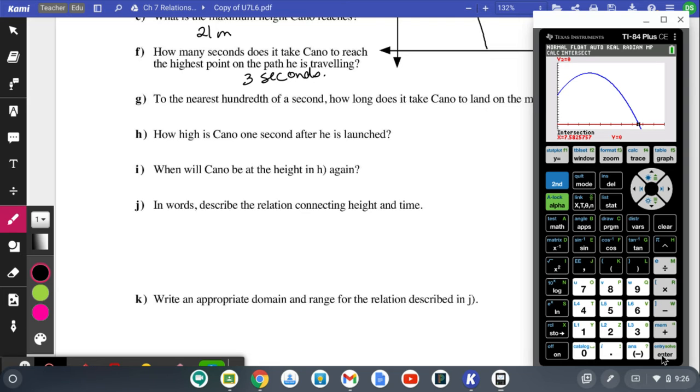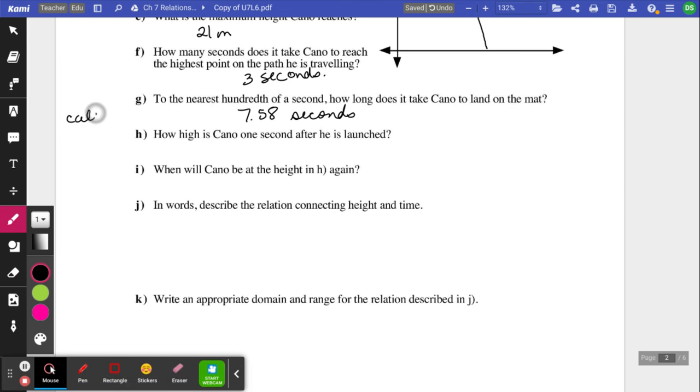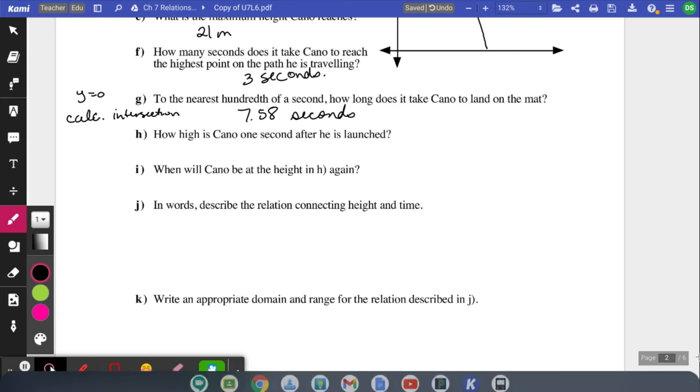7.58. I'm going to the nearest hundredth of a second. You're right on. 7.58. Please write seconds after it. Okay? Getting there? So if you want to know what we did here, we calculated an intersection, right? If you want to make notes how we're doing what we're doing, we said y equals 0, right?